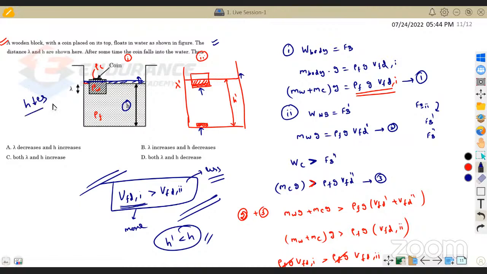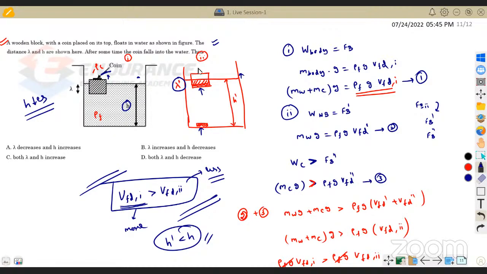And lambda, see, this is a very simple one. We don't need to do this much analysis to understand it. Whatever you guys said is true. If I remove this coin, then obviously the wooden block is going to move a little bit higher. So this lambda dash is surely going to be less than lambda. There is no doubt about it.